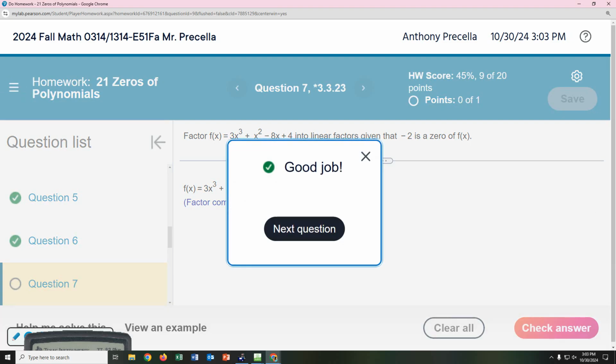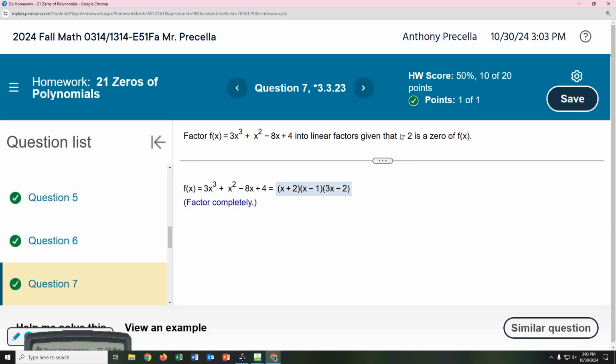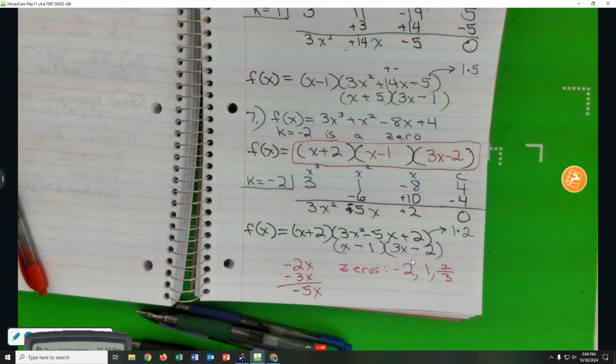Any questions? But hopefully you see, there'd be a problem. Suppose they just said factor this thing. You have to know a zero to get started. You have to know a zero in order to start using that synthetic division. So if they didn't tell us a zero, we'd have problems because, well, I guess you could just start guessing.